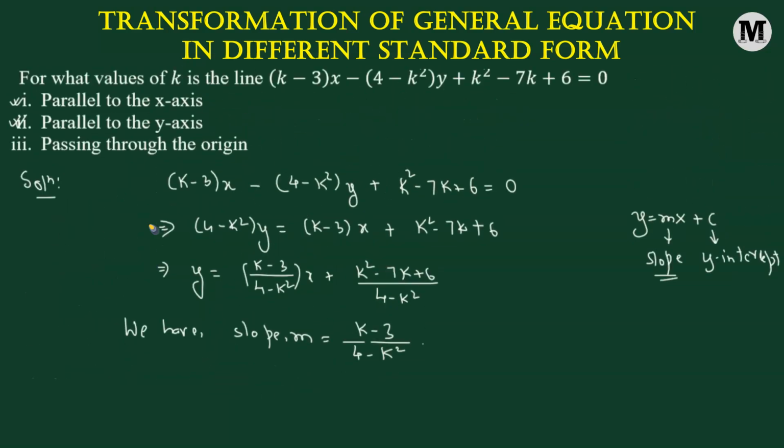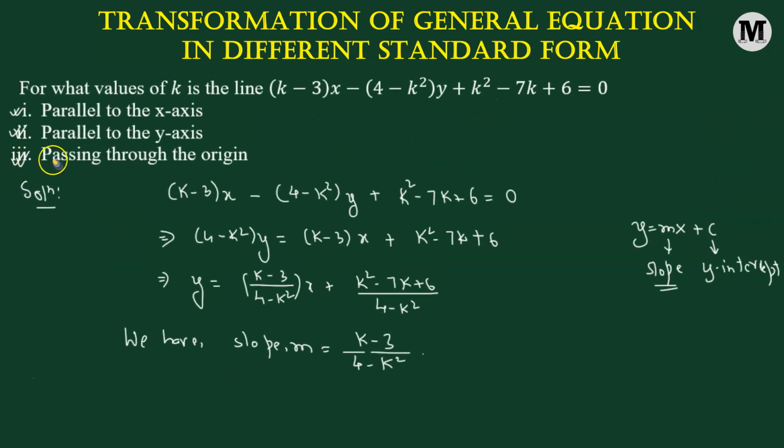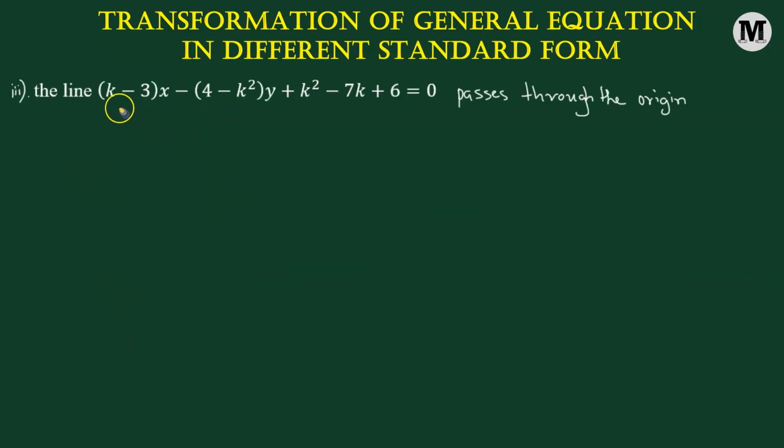Okay, and then finally we go to the third part. We have to find the value of k such that the line passes through the origin. Passing through the origin means the point (0, 0) lies on this line. In other words, the point must satisfy the equation of the line. So we have (k − 3) times 0, minus (4 − k²) times 0, plus k² − 7k + 6 equals 0.